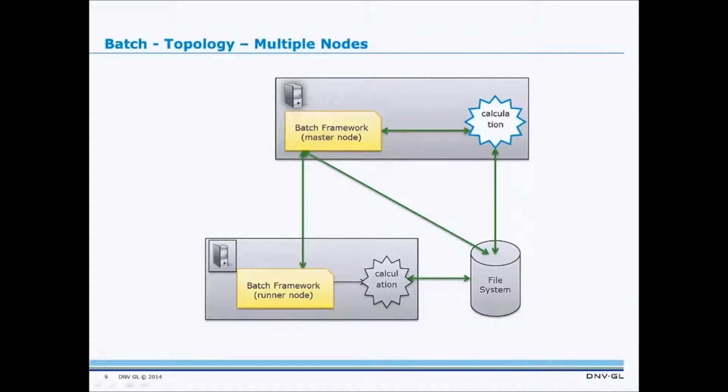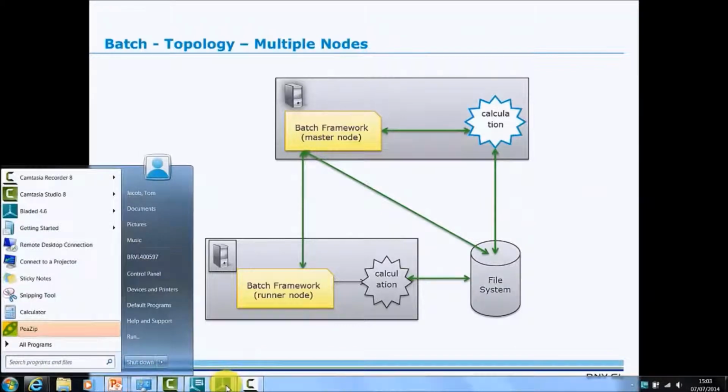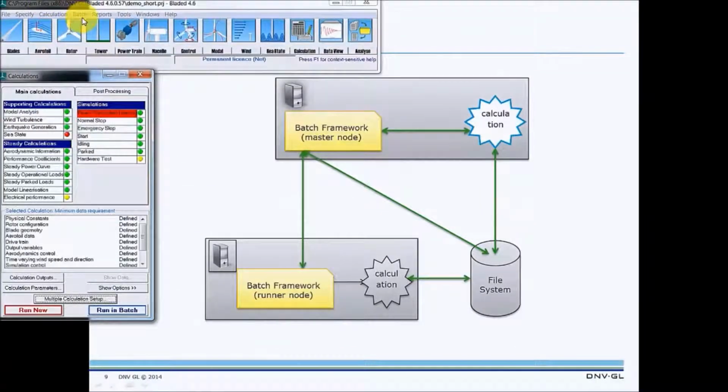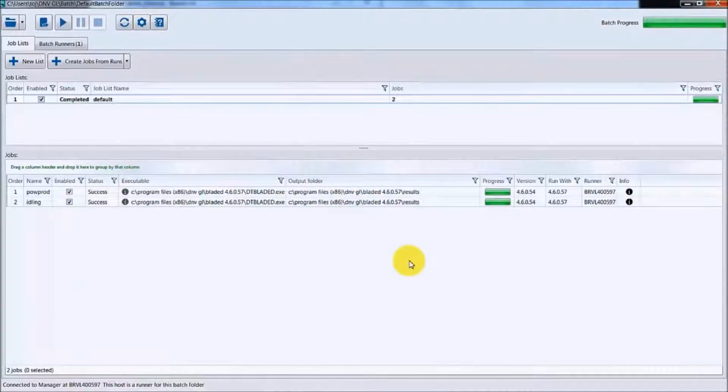Now let's take a look at the new batch framework's user interface and see how you can set up and run a network batch with multiple nodes involved. Let me bring up the batch viewer user interface in order to do that. First of all, I will bring up my Bladed instance, select the batch menu group and select view batch within that to bring up the batch viewer.